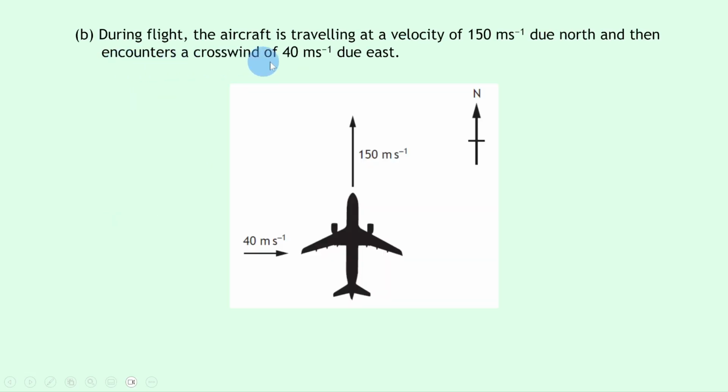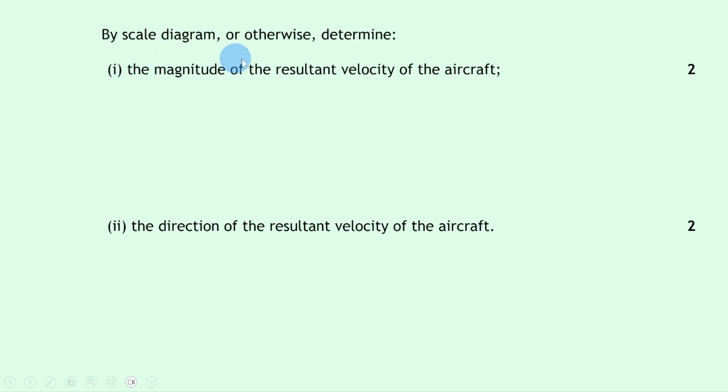Part B says during flight the aircraft is travelling at a velocity of 150 meters per second due north and then encounters a crosswind of 40 meters per second due east. So we've got two velocity vectors here, 150 meters per second north and 40 meters per second east. It then says for part 1, by scale diagram or otherwise, determine the magnitude of the resultant velocity of the aircraft, and there's 2 marks available here.